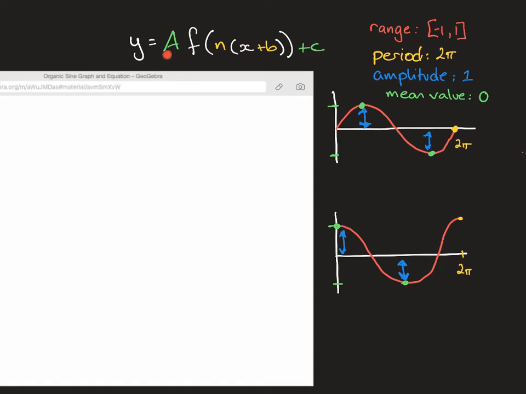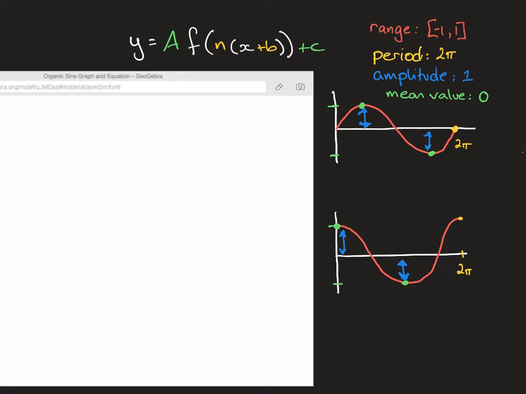So let's start with this a value here at the start, which dilates vertically. And so to do a vertical dilation, I need to grab the red point at the top, the point C, and move it up and down. Now it's going to click by whole units, it's not going to scroll nicely. So you can see that I am stretching the graph vertically and compressing the graph vertically. And what's actually changing is the height of those peaks. And the height of those peaks we call the amplitude.